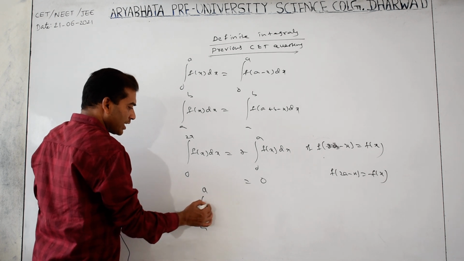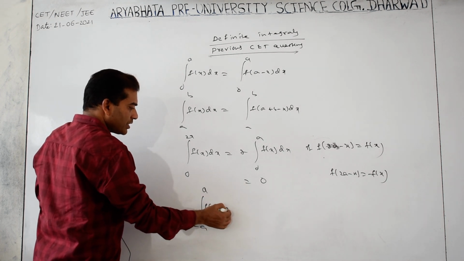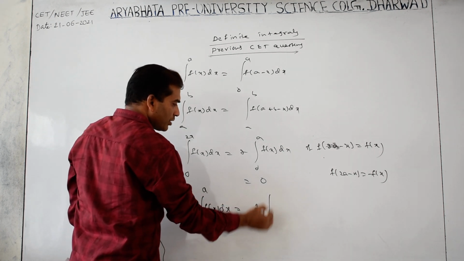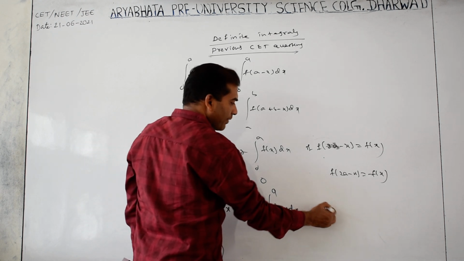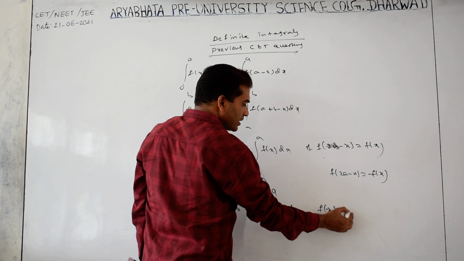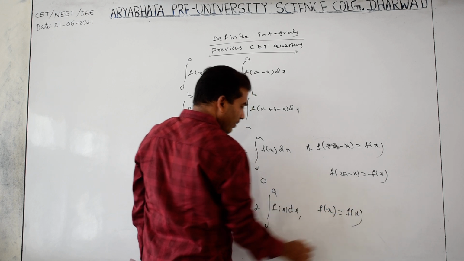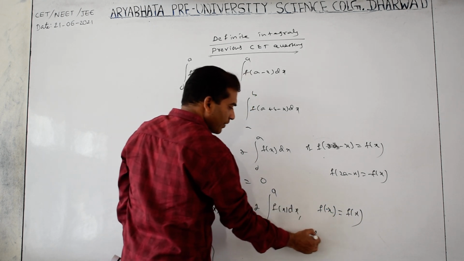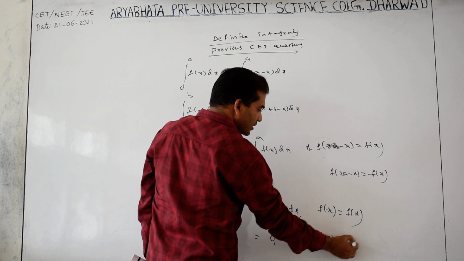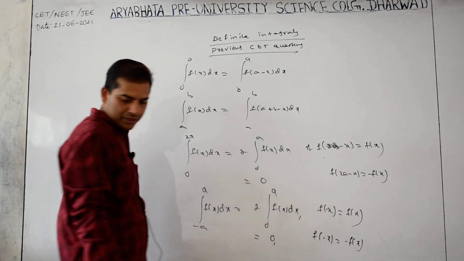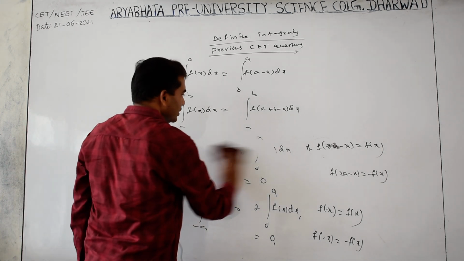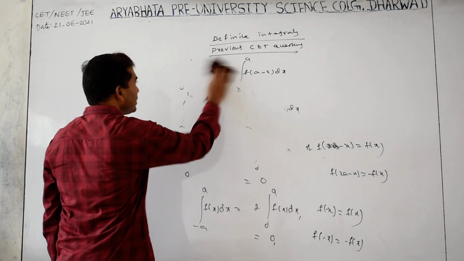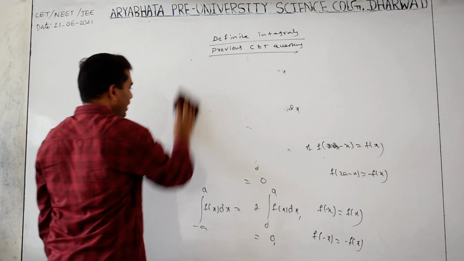Integration of minus a to a f of x dx equals 2 into integration of 0 to a f of x dx if f of x is even, meaning f of minus x equals f of x. It is 0 if it is odd, f of minus x equals minus f of x. We have also discussed some properties and standard results, and those are very important.